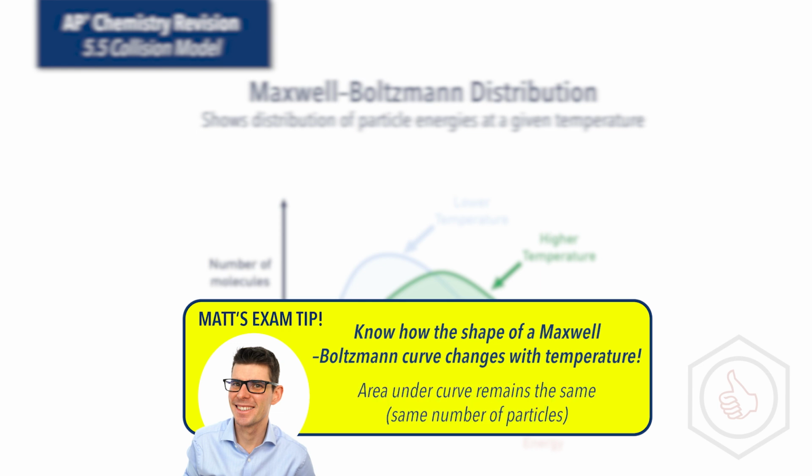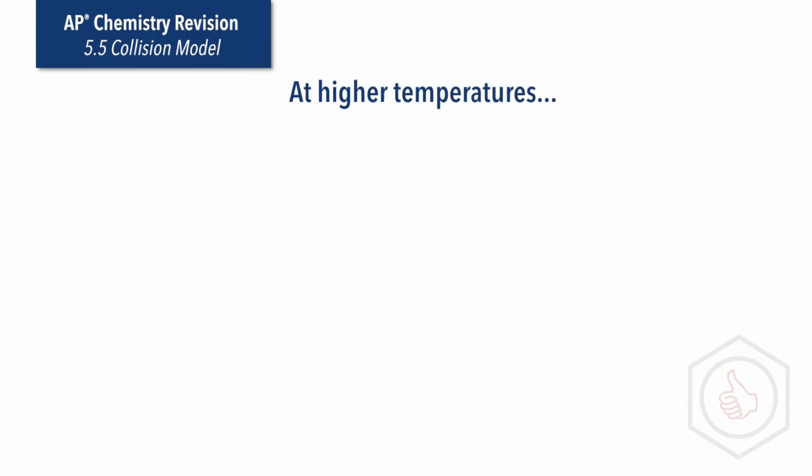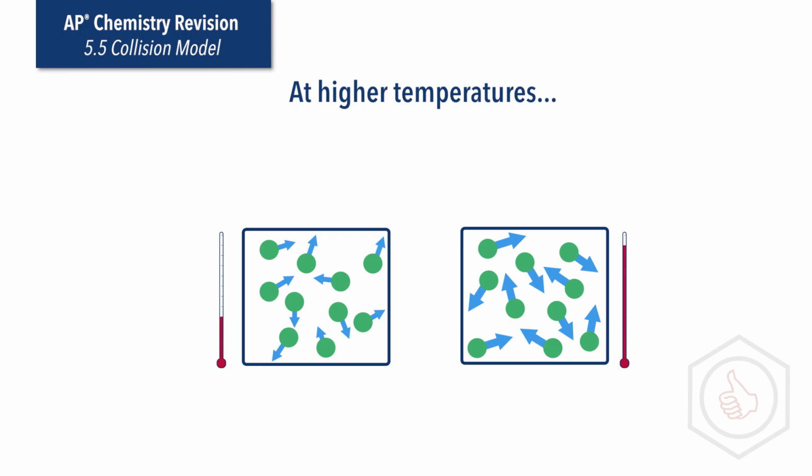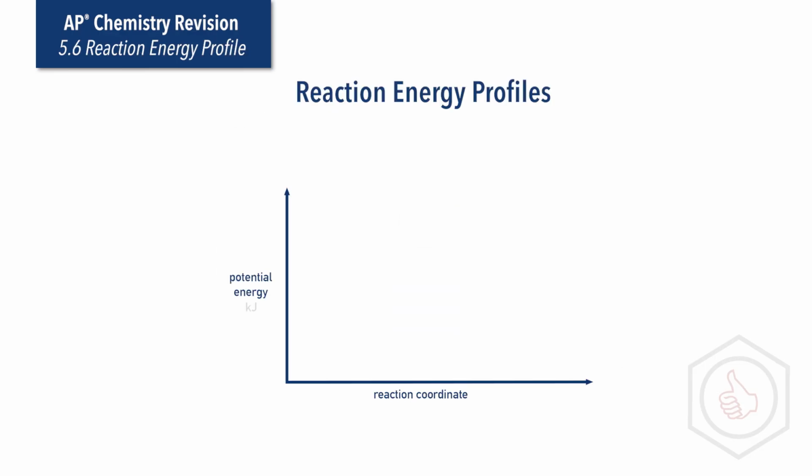Because this is proportional to the number of particles in the system, and changing the temperature of the system doesn't change the number of particles, the area under the curve must stay the same. A higher temperature means particles collide with more energy, meaning every second there is a greater frequency of successful collisions, increasing the reaction rate.